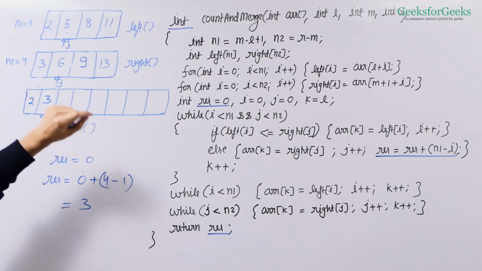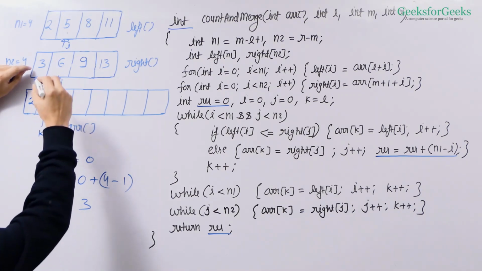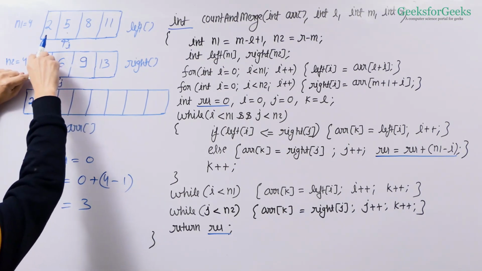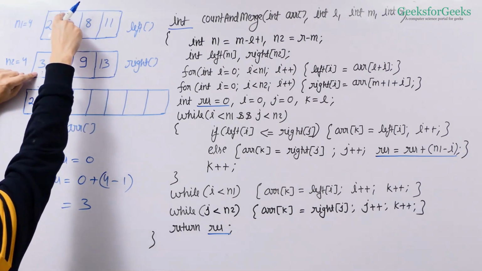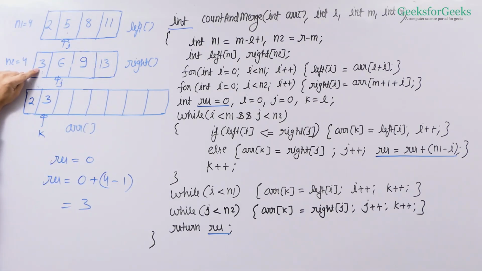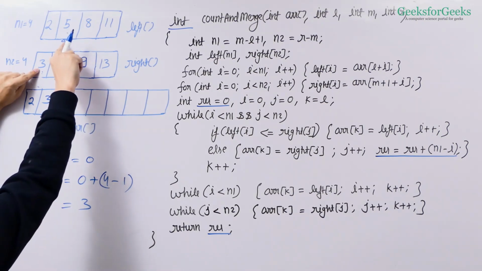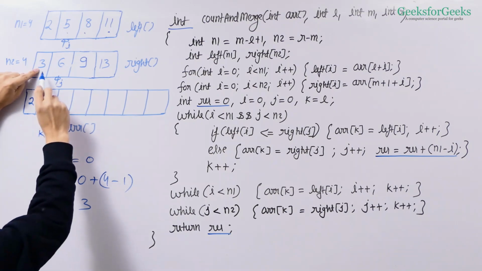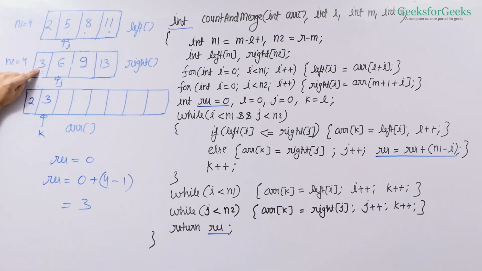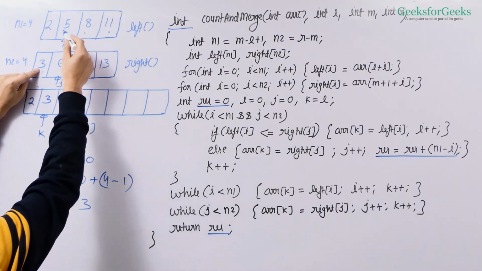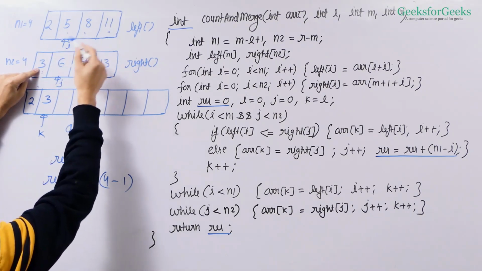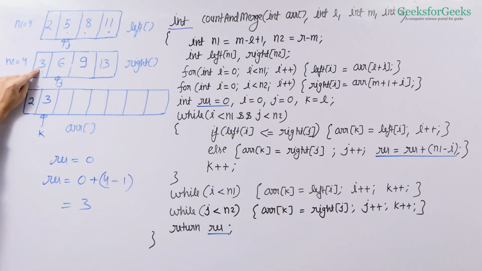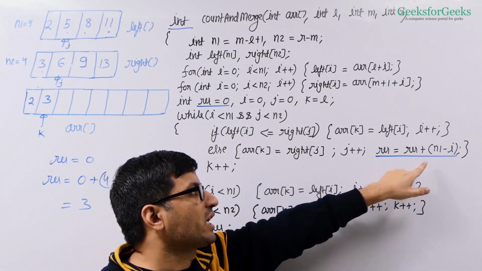Now what is the significance of this particular line? See, you found an element in the right array which was 3, and this element was smaller than this element 5. So this element is going to be smaller than all the elements after this index I. It's going to be smaller than this, it's going to be smaller than this. So it's going to be smaller than 3 elements in the left array. What it means is, it's going to form an inversion with all the 3 elements. 5, 3 is an inversion, 8, 3 is an inversion, 11, 3 is an inversion. So we have 3 inversions because of this element being smaller. And that's the significance of this line. That's why we add n1 minus I.